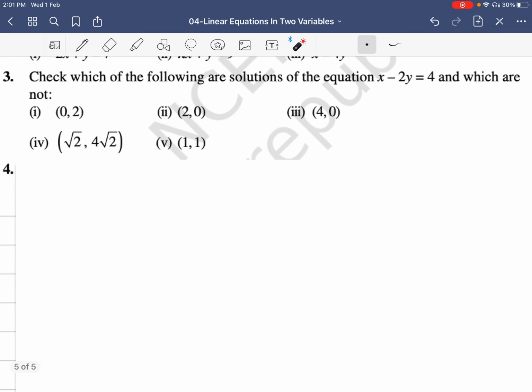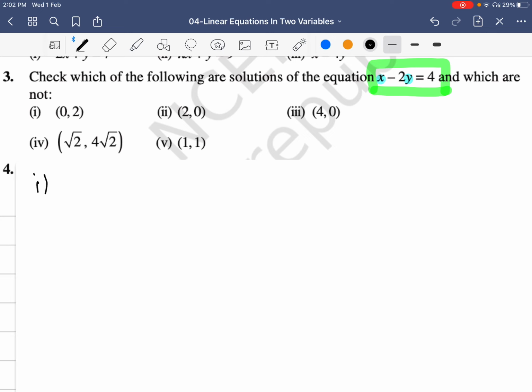Again, quite simple and straightforward. This is the equation which is given to us, x minus 2y equal to 4. It is a linear equation in how many variables? It's a linear equation in 2 variables, x and y. Now, as we know, a linear equation in 2 variables has infinitely many solutions possible. So, some of these pairs of numbers will be a valid solution and some of them will not be. So we have to just substitute these values of x and y and try to find it out. Quite simple. Let's go step by step.